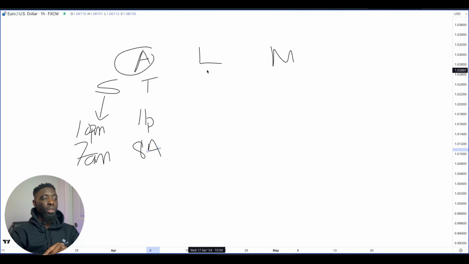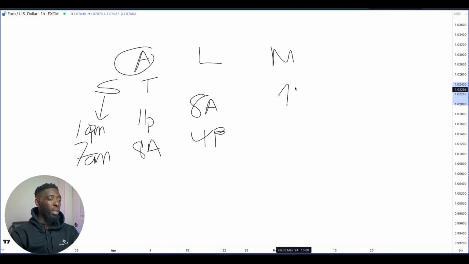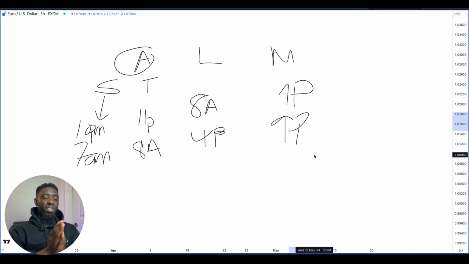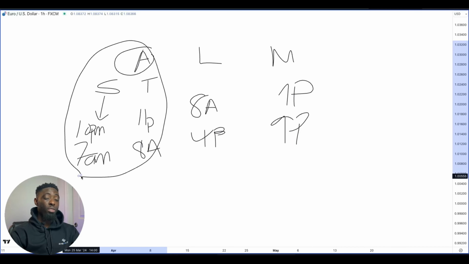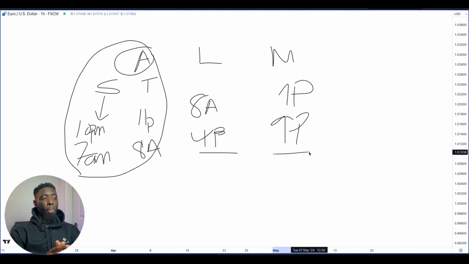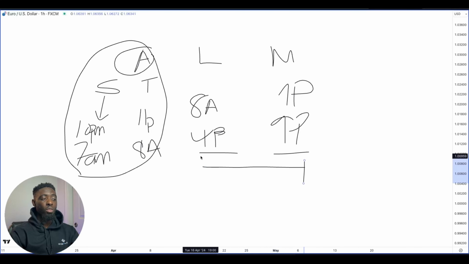Now the London session starts at 8 a.m. and ends at 4 p.m., and then the New York session starts at 1 p.m. and goes all the way to 9 p.m. The important thing about market sessions is you're looking for periods where there's high volume being traded. The Asian session has the lowest volume compared to the London session and the New York session. So you want to place yourself between the London session and the New York session, because you understand that there's going to be high volume traded during this period.